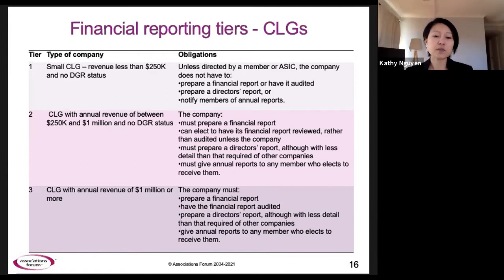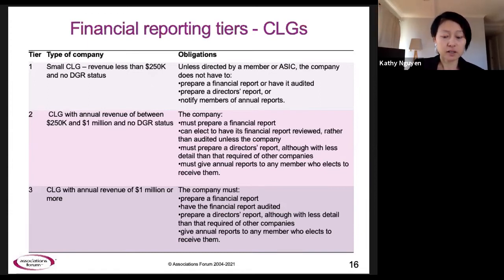Now, the difference between review and audited is that a review is, I guess, a lower level of assurance than a full audit, and also it costs less. Okay. Now, small CLGs also do not have to lodge their financial statements to ASIC, but the other tiers do within 4 months of the end of the financial year.